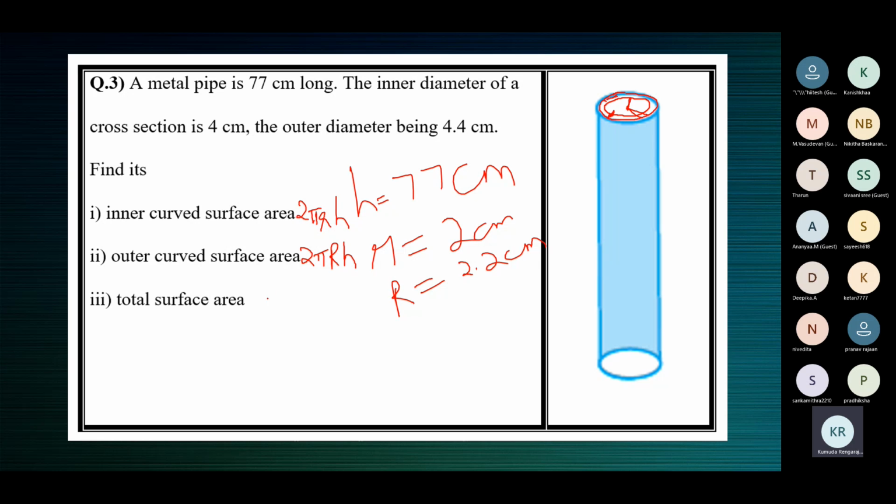Who can explain how to find the total surface area? What are the surfaces available? Just imagine you have a cylindrical pipe, and you are supposed to paint this pipe all over. What are the surfaces you have to paint? All of them put together will make the total surface area.